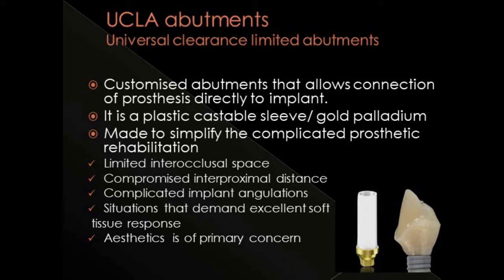So when there is limited interocclusal space, you can use UCLA abutments. And in cases where there is compromised interproximal distance and complicated implant angulations, the UCLA abutments can correct the angles up to 30 degree. And also in situations that demand excellent soft tissue response and in cases where aesthetics is of primary concern. So UCLA abutment, you can expect this as a viva question in your practical exams too. So these are basically customized abutment that allow connection of the prosthesis directly to implant without an intervening abutment.